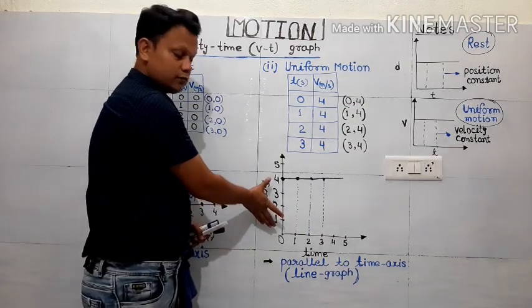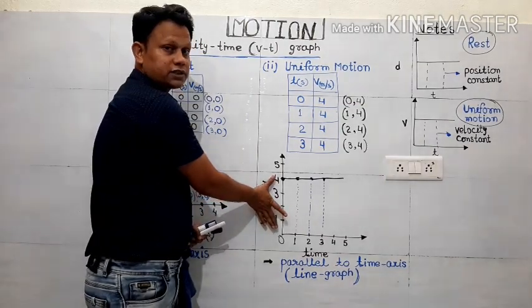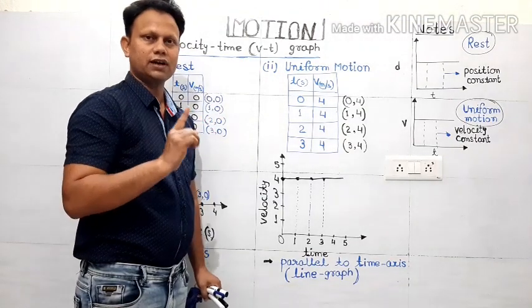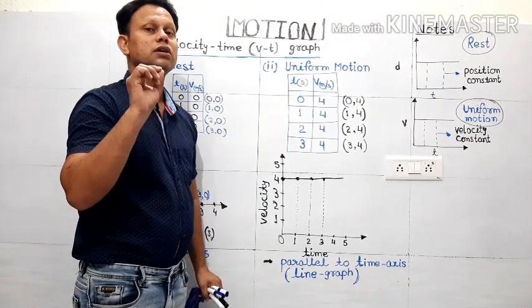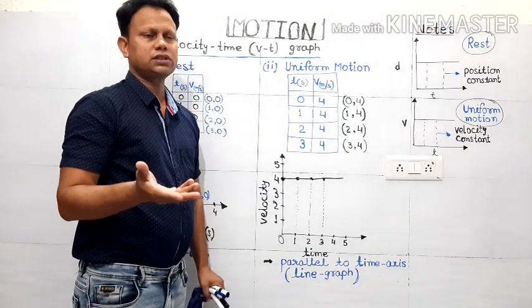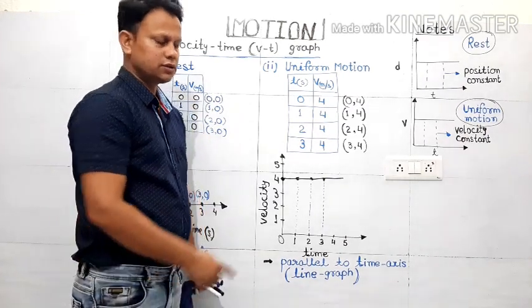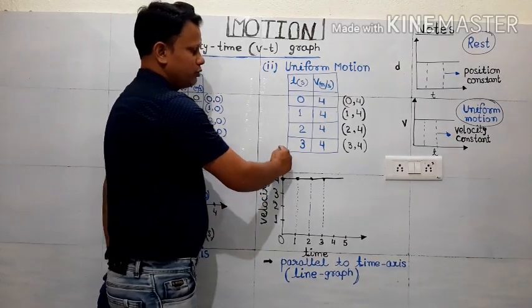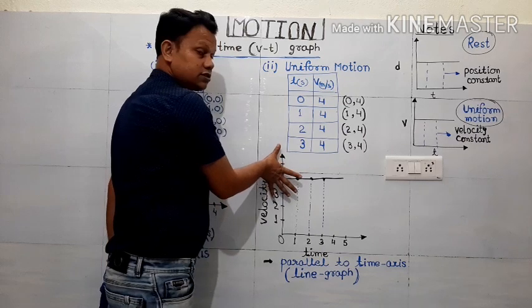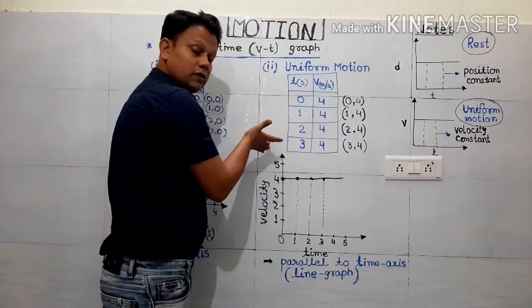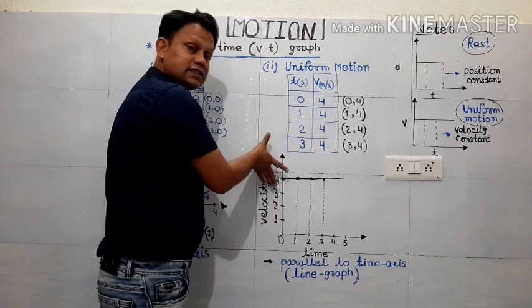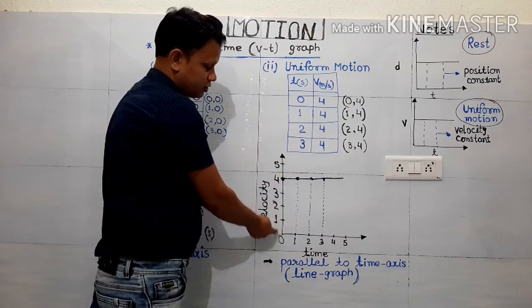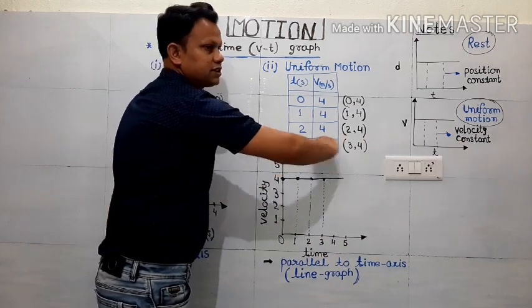At what unit? 4 meter per second. Why 4 meter per second? Because we are considering the speed of the object as 4 meter per second. Somebody can take 6 meter per second also. So in that situation, the graph will go parallel only, but at a unit of how much apart? 6 meter per second apart from the origin. That means somewhere here from 6 meter per second.